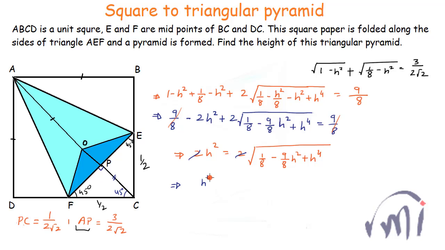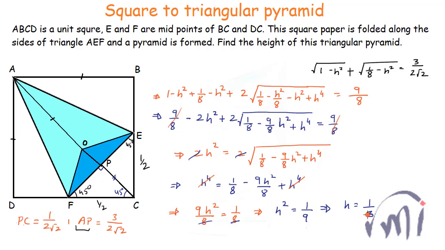I'll get h to the power 4 is equal to 1 divided by 8 minus 9h square divided by 8 plus h to the power 4. This h to the power 4 will cancel this h to the power 4, and from here I'll get 9h square divided by 8 is equal to 1 divided by 8, or this 8 will cancel this 8, and from here you'll get h square is equal to 1 divided by 9, or h is equal to 1 divided by 3. So if the length of each side of the square is equal to 1, the height is 1/3, or you can say the height of the pyramid, which is made by following these rules, will be equal to 1/3 the length of each side of the square.